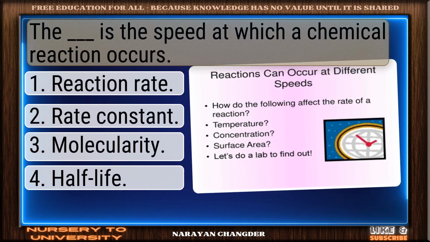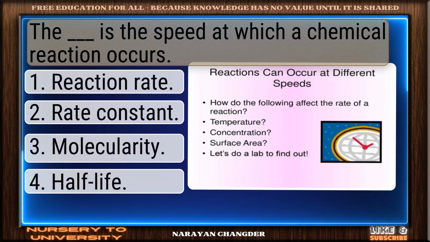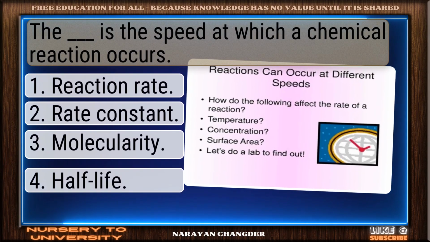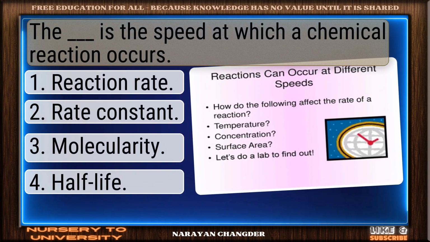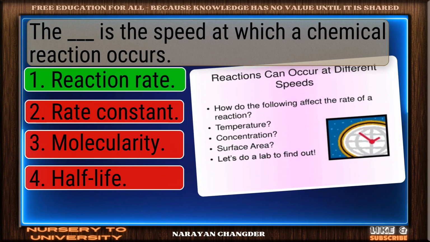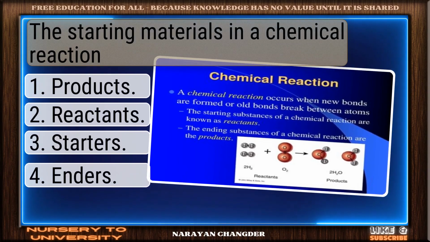The dash is the speed at which a chemical reaction occurs. Option 1, reaction rate. Option 2, rate constant. Option 3, molecularity. Option 4, half-life. Nailed it, reaction rate.